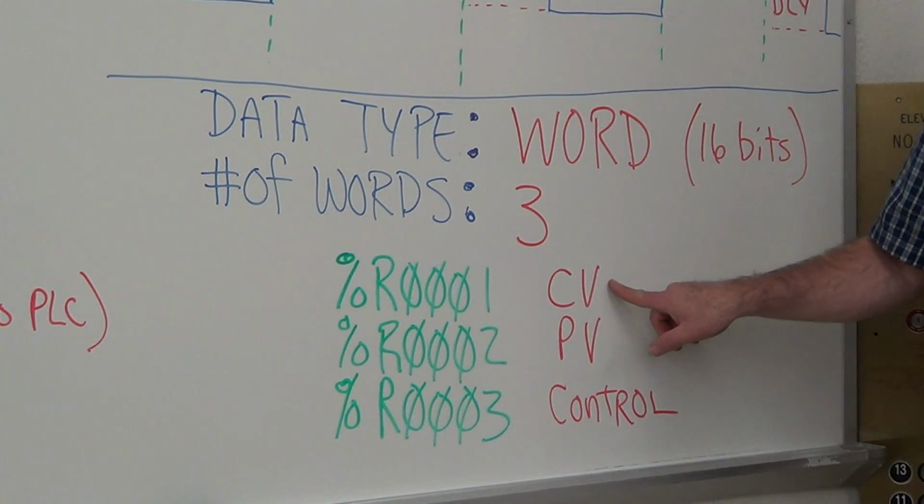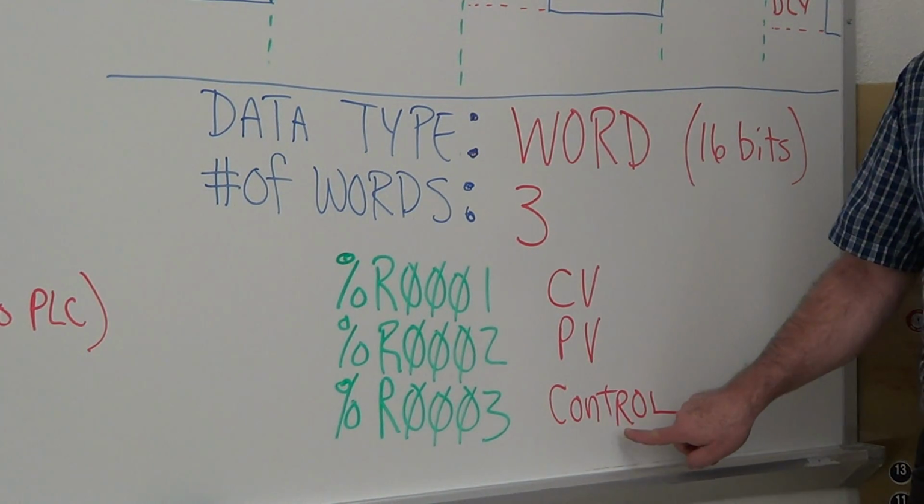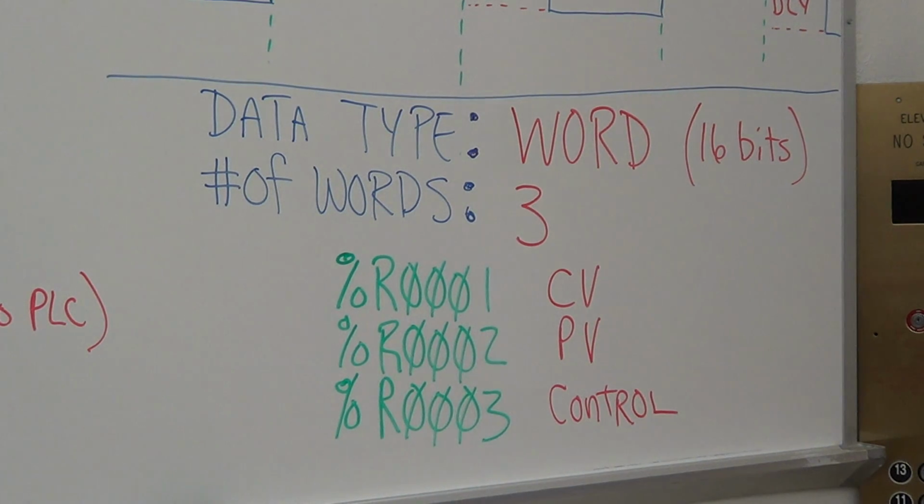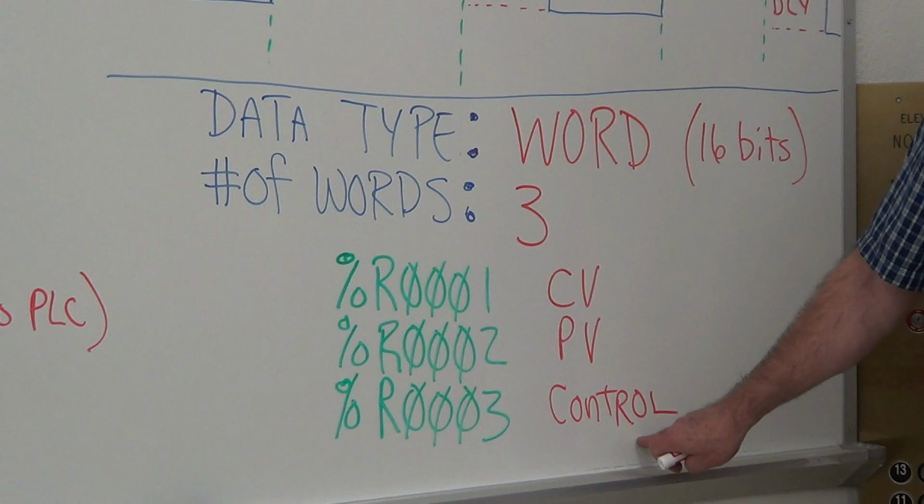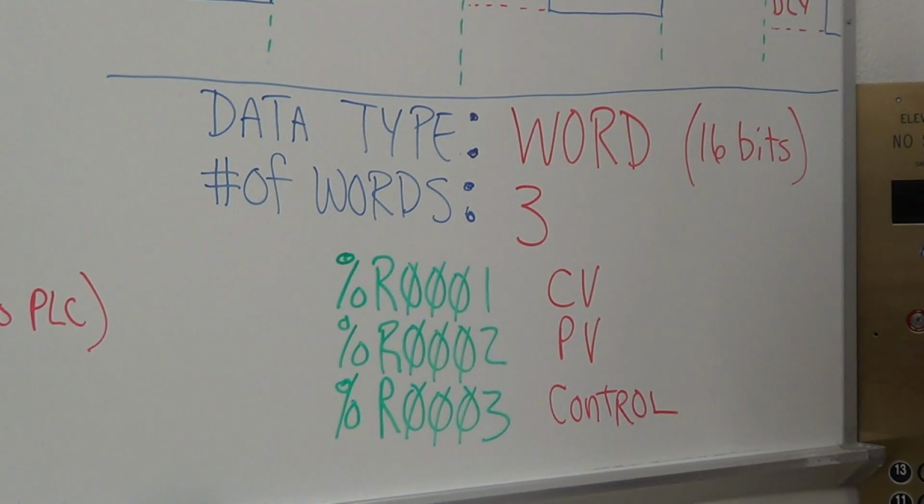CV is your current value, PV is your preset value, and the third one is a control word that you don't touch, you don't mess with, you leave that alone. This is for your PLC to do housekeeping with. Okay?